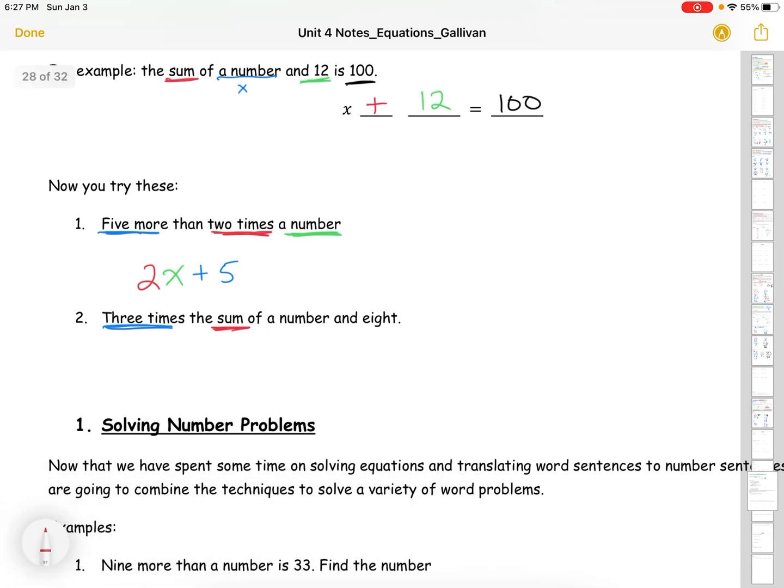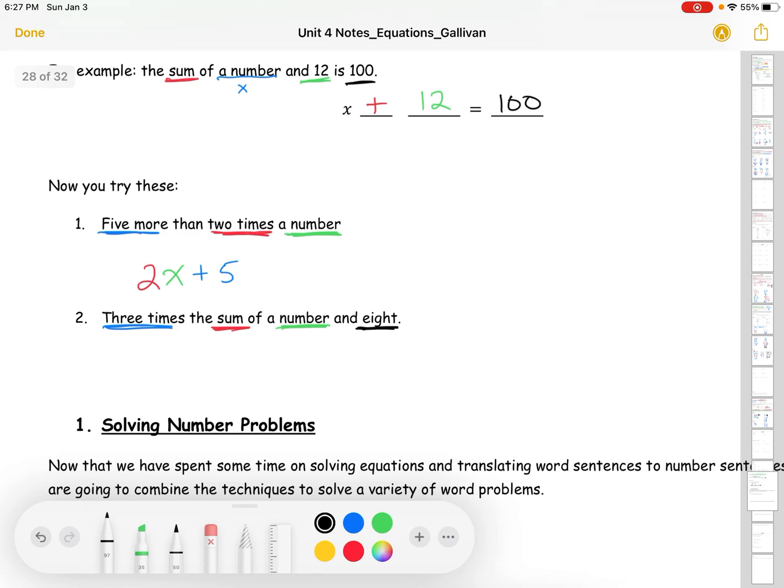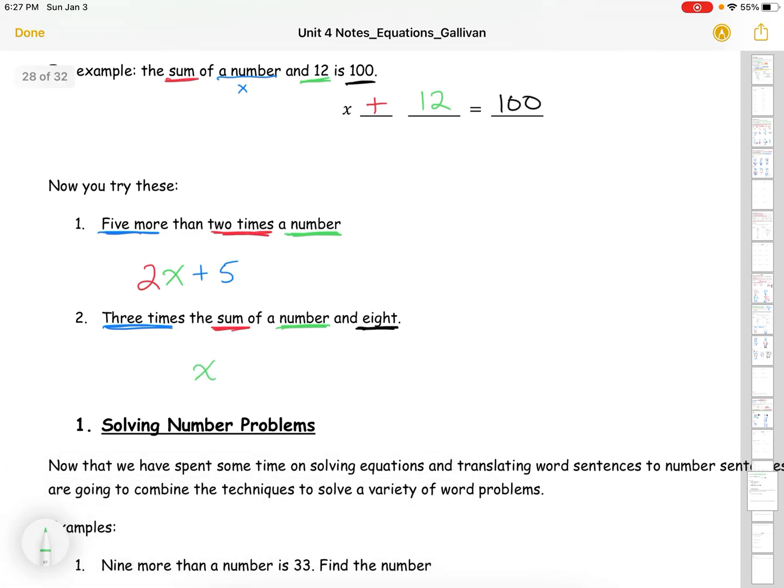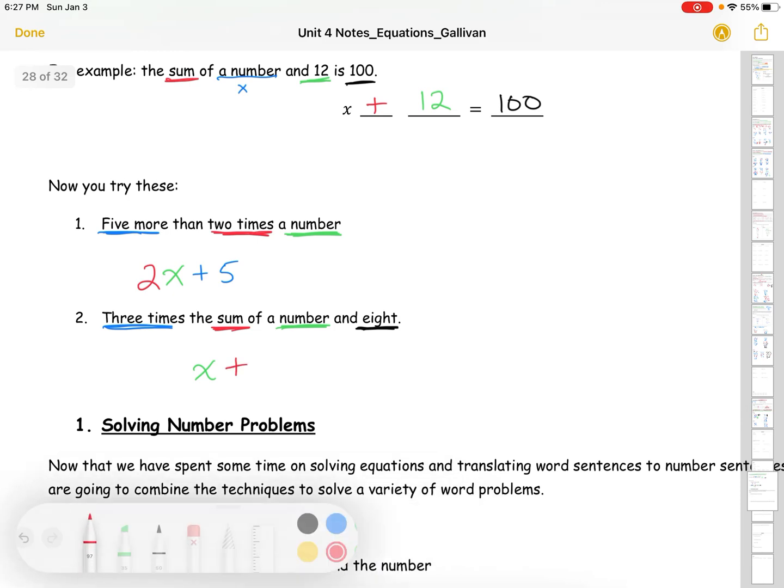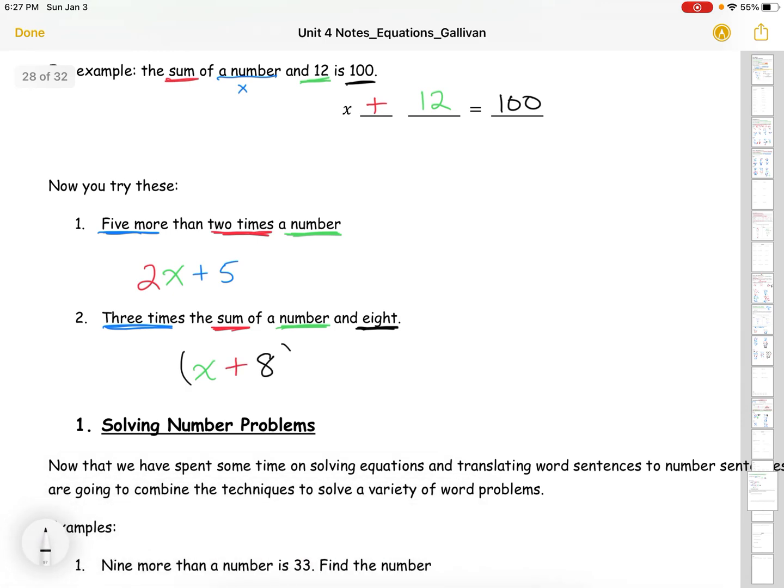3 times the sum of a number and 8. So let's see. We have a number plus 8, and we want 3 times that. So we have to be a little careful with translating that. Because it's the sum of the number and 8, we have to put brackets around that sum. This is all together, and then times it by 3. Okay? Again, the hard part is translating.